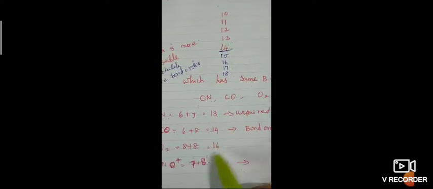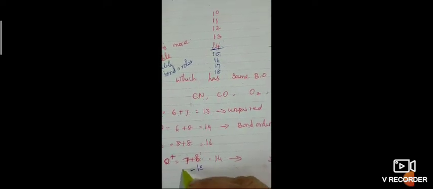CO has 6 plus 8, 14 electrons, so the bond order is 3. Nitrogen also has 14. Oxygen is 8 plus 8, 16. NO plus is 7 plus 8, which is 15, and one electron is leaving, so it turns to 14. So NO plus has 14 electrons: 15 minus 1. If it has 14 electrons, what is the bond order? 3 is the bond order. So CO and NO plus have the same bond order as N2.